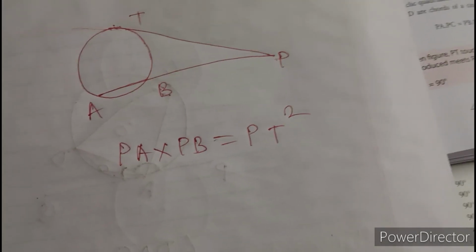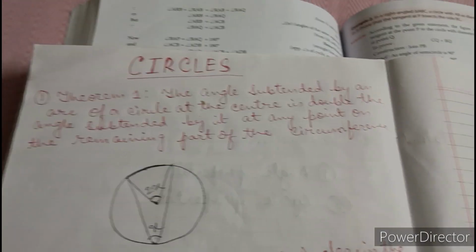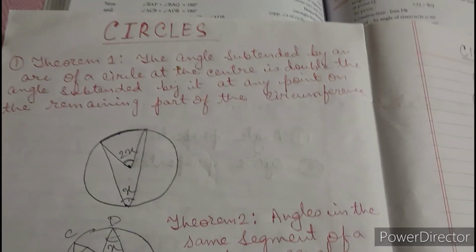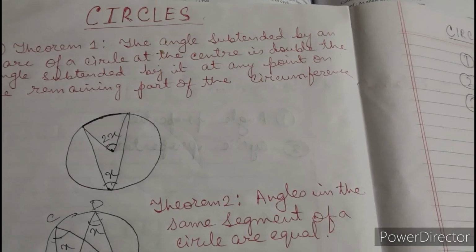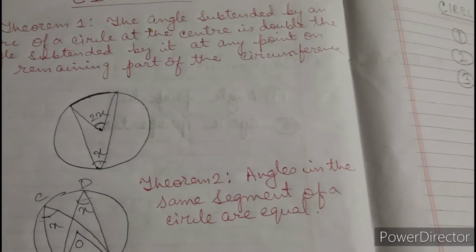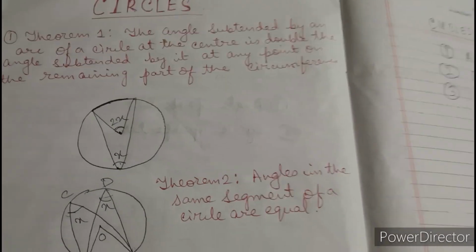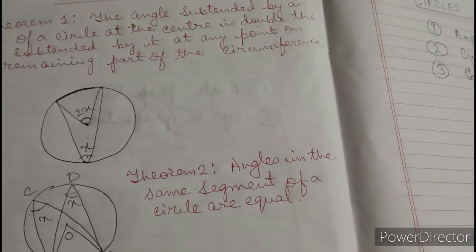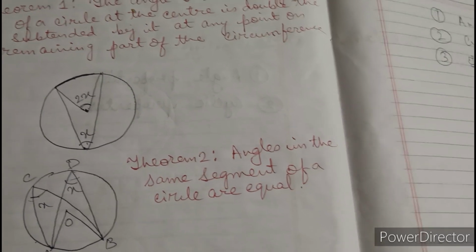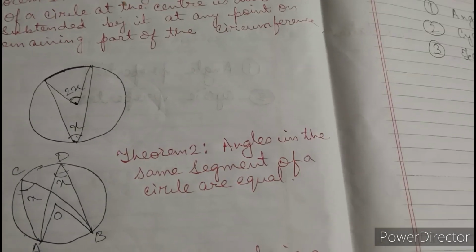So with this I have covered all the theorems of the circles syllabus in class 10 ICSE. The proofs are not there in the ICSE syllabus, so I am not explaining the full theorems, but I have explained the statements of the theorems actually. So I hope you have understood the theorems and you can do the sums properly. Thank you.